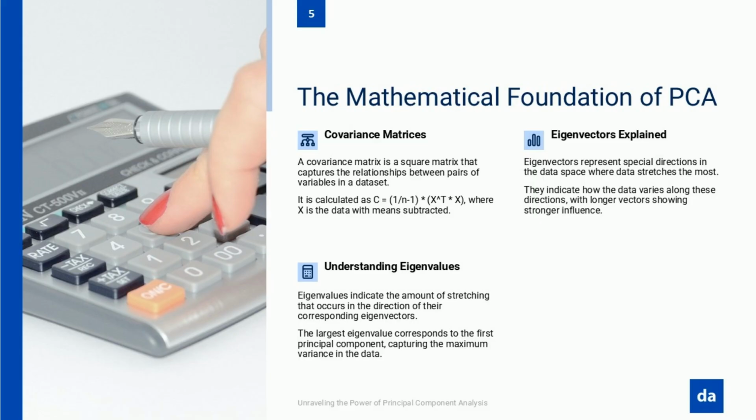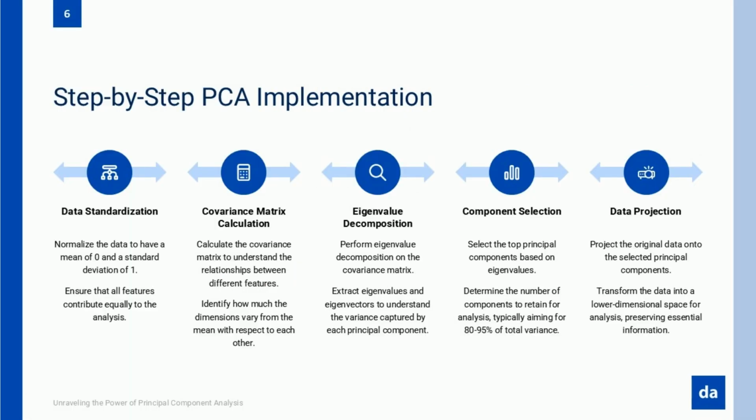Eigenvalue decomposition has roots in work by mathematicians like Euler and Lagrange in the 1700s, long before computers or modern statistics existed. Yet this centuries-old mathematical framework provides exactly the tools we need to tackle today's complex data challenges. From mathematical foundations to practical implementation, what happens when this elegant theory meets real-world data?